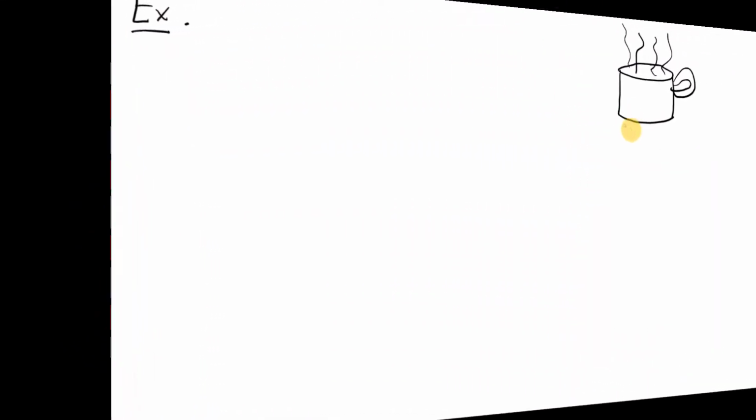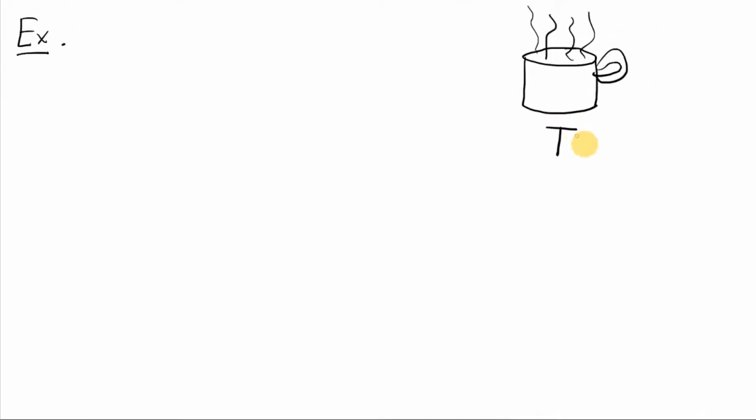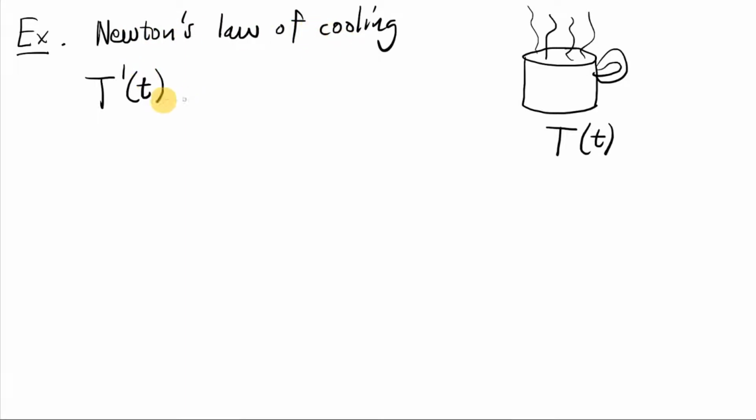Assume that we have some object with some temperature T at time small t, given in terms of degrees Celsius, for example, and t given in minutes. Then Newton's law of cooling says that the temperature change per time unit, that is the derivative of T, is proportional to the temperature difference of the object and the room temperature.